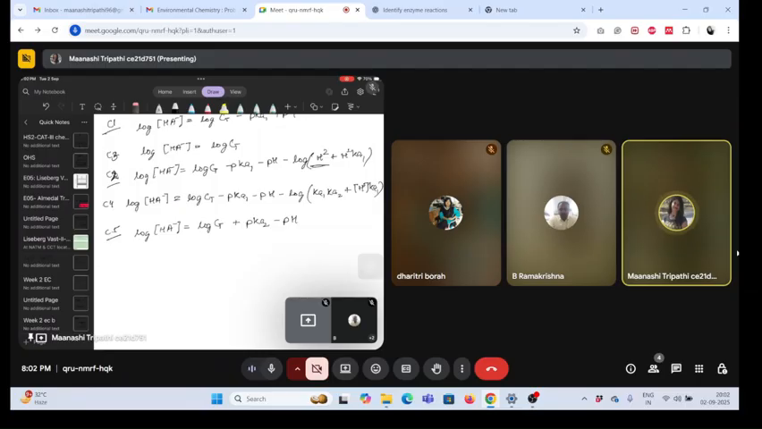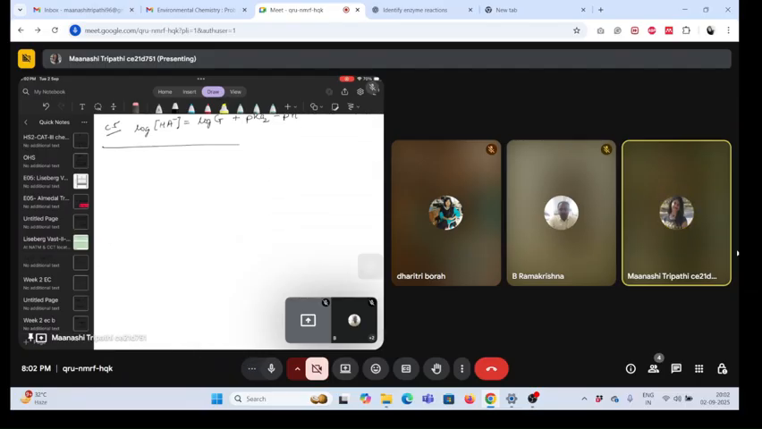Similarly, we need to plot the equations for A2 negative. Many species are there, remember? For the A2 negative, what was the main equation? We can write it as Ka1 Ka2 Ct upon H plus square plus Ka1 Ka2 plus H plus Ka1. Taking log both the sides, what we will get?